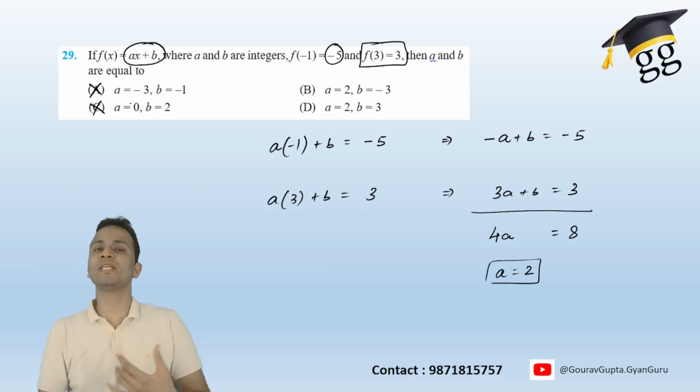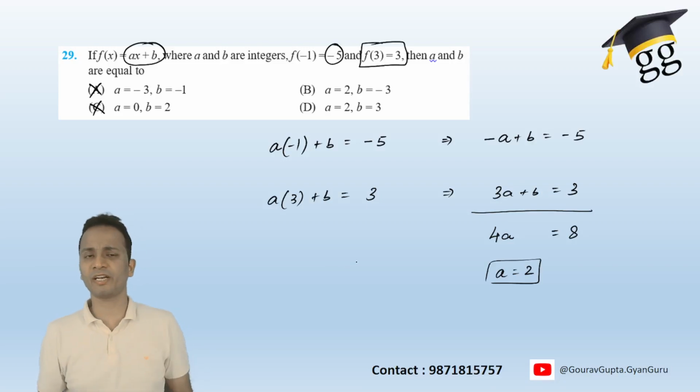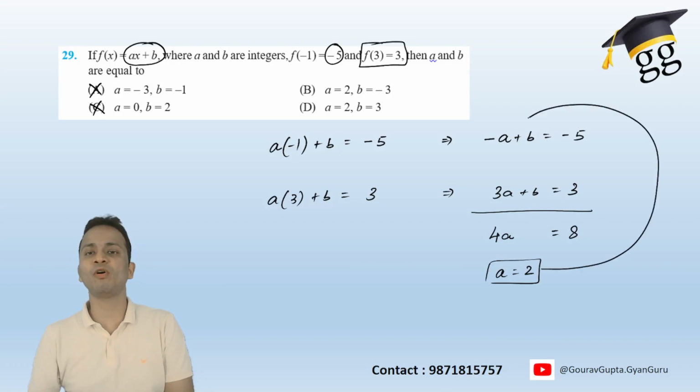If you are lucky, you can eliminate 3 options, but here there are 2 options in which a is equal to 2. So now after getting a as 2, you can substitute the value of a in any of the above equations. So minus a plus b is equal to minus 5. So minus 2 plus b is equal to minus 5.